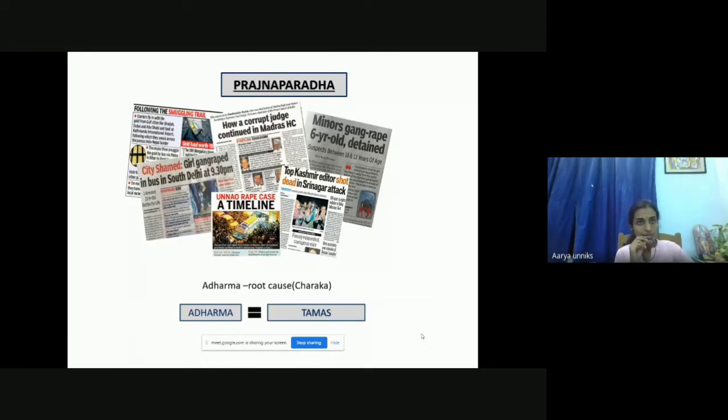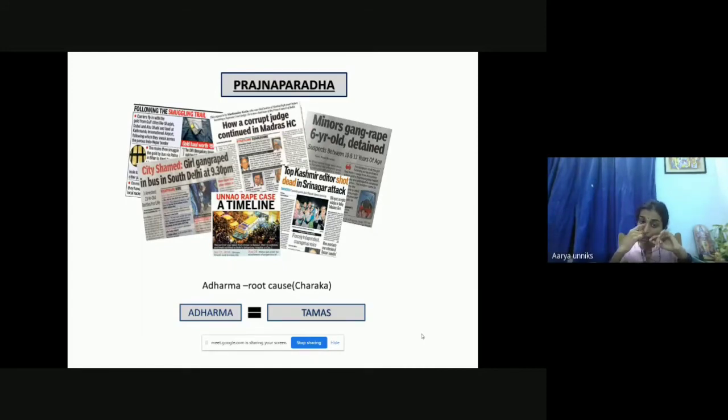And then Kama is a feature of Rajas. So where is Kama evident here? It is in rape. When there is so much Kama, along with that, when there is Arati, when there is Moha, then the person can go into rape. So this is about Pratnyaparadha.